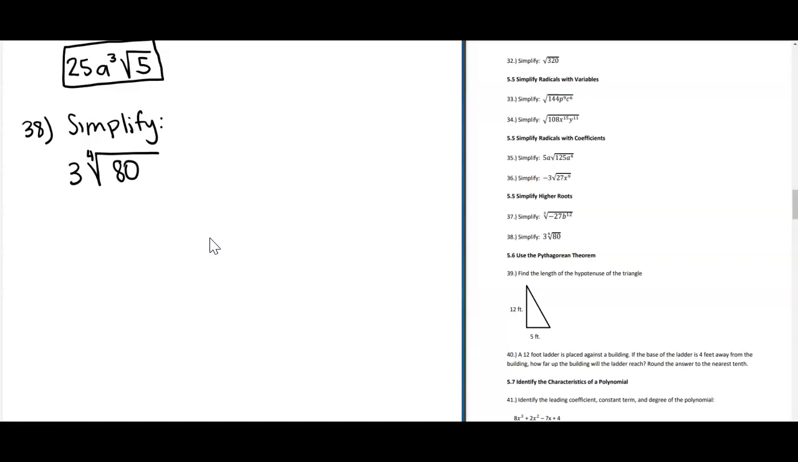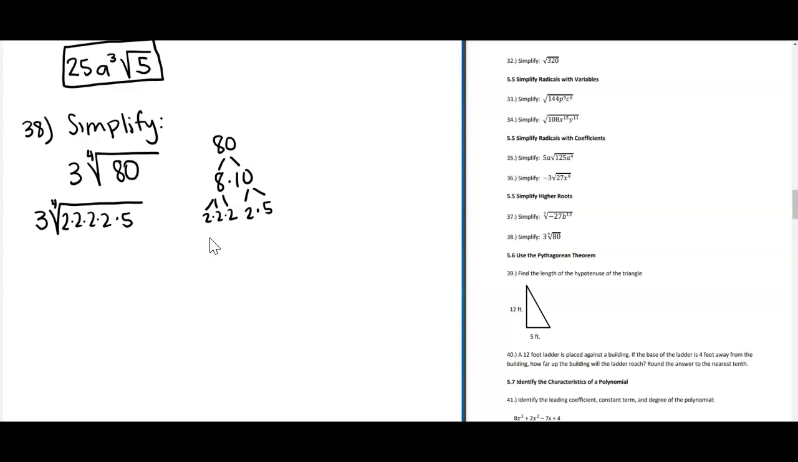And so again, we're going to take that 80 and find its prime factorization by making a factor tree. So I know 8 times 10 is 80. 8 breaks down to be 2 times 2 times 2, and 10 is 2 times 5. So let's rewrite that over here. 3 is still on the outside. The fourth root of 2 times 2 times 2 times 2 times 5.